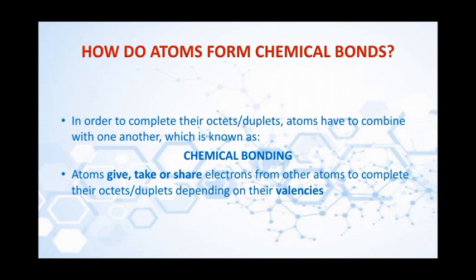If the outermost electrons are 5 or more, that means the atom has to gain electrons, because it is more feasible for that atom to gain 3, 2, or 1 electrons rather than losing all 5 electrons altogether. And the last option is to share those electrons with other atoms.